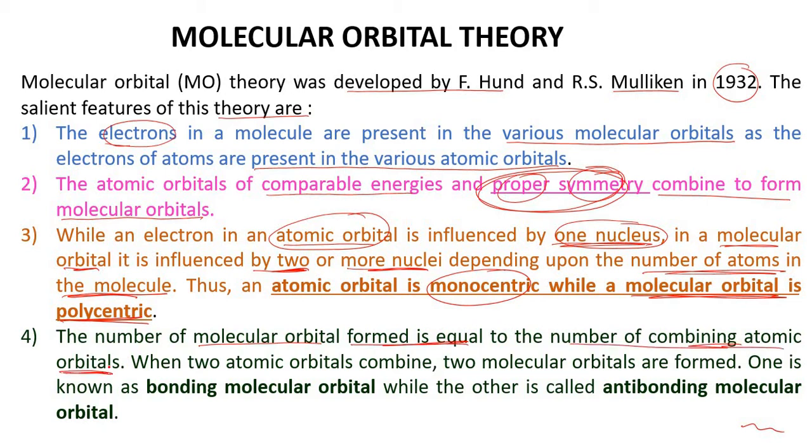Fine, students. The fourth point is the number of molecular orbitals formed is equal to the number of combining atomic orbitals. This point is very easy and very important. So when two atomic orbitals combine, two molecular orbitals are formed. One is known as bonding molecular orbital, abbreviated as BMO, while the other is called anti-bonding molecular orbital, abbreviated as ABMO.